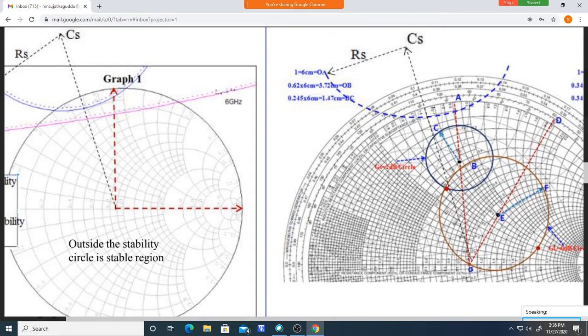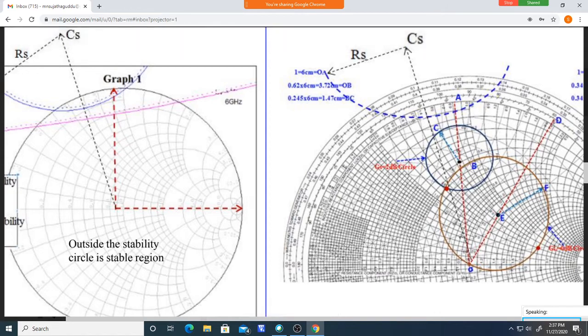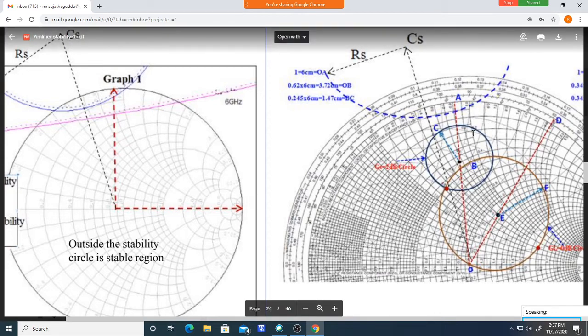Okay, actually these values are unstable. I already said this, you cannot use these values for ZS because this gives instability. You can use the outside. So what we can see is that this circle is fully in the stable region. So any one value you can use from this.